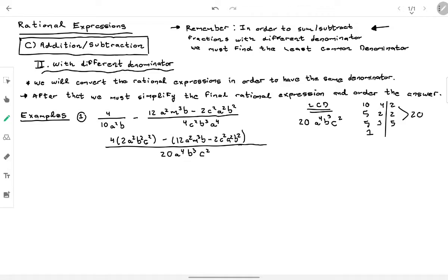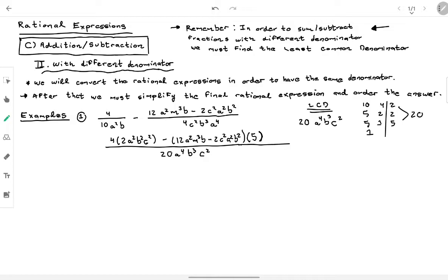And let's compare that specific denominator. If we compare 4 and 20, of course, we need to multiply it by 5 in order to become 20. Let's see about the letters. We have A to the 4. To become A to the 4, we don't need anything. B cubed to become B cubed, we don't need anything. C squared to become C squared, we don't need anything. So that's why for the second part, we only multiply it by 5.